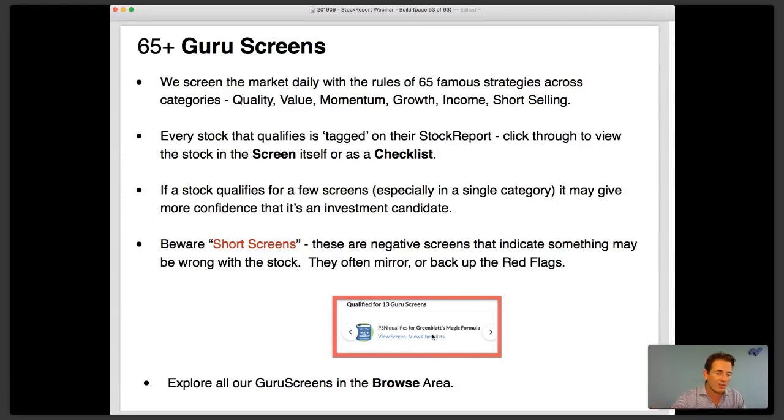You know, I know if it qualifies, for example, for a Zulu Principle screen, I know Slater Investments might be looking at it, who use that sort of strategy. If it's got lots of dividend screens there, there might be a lot of dividend investors looking for it. It's going to be on the radar for dividend funds. So you like to know there's a bit of a weight of capital behind your purchase, and I think this sometimes backs it up. Beware short screens. They are negative screens that indicate something may be wrong with the stock. They often mirror or back up the red flags. And that's really all I want to say about that. You can explore them in your own time.